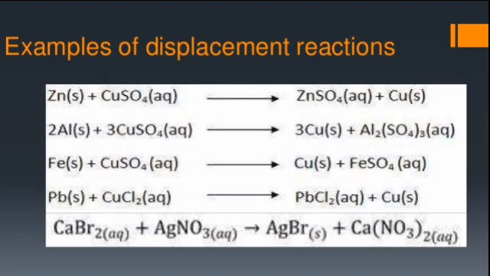Some other examples of displacement reaction are zinc plus copper sulfate gives ZnSO4, that is zinc sulfate, plus copper. Aluminium plus copper sulfate gives copper plus aluminium sulfate. Similarly, iron plus copper sulfate gives copper and iron sulfate. And lead plus copper chloride gives lead chloride plus copper. So here one more active element displaces a less active or reactive element from its solution. So these are the examples of displacement reactions.